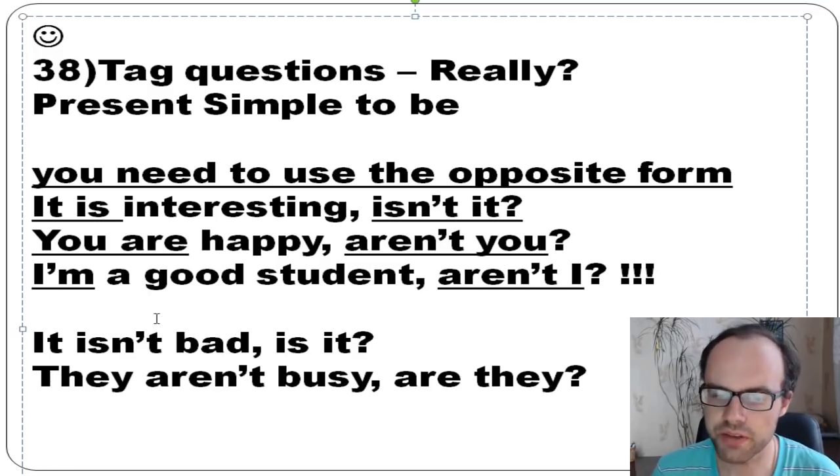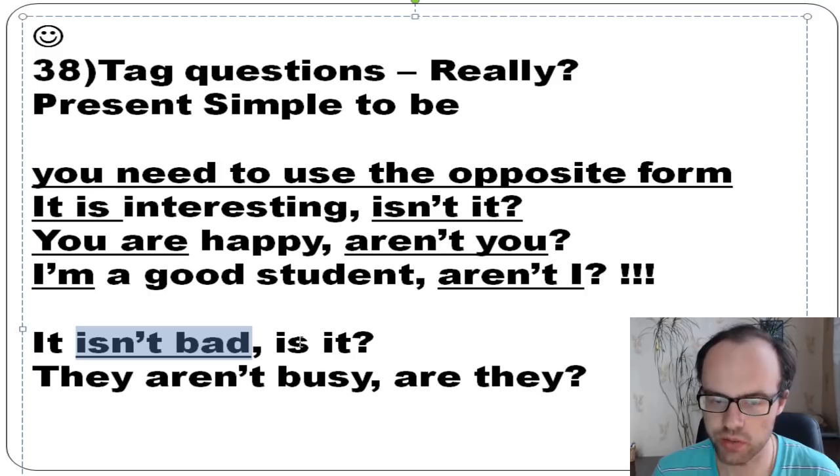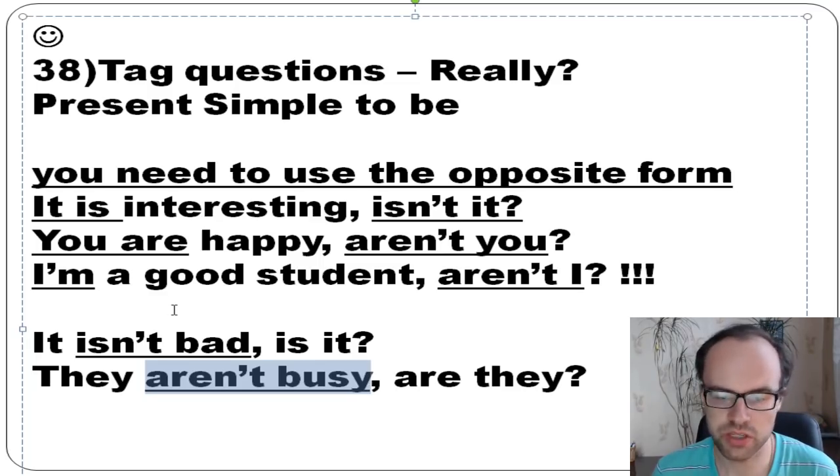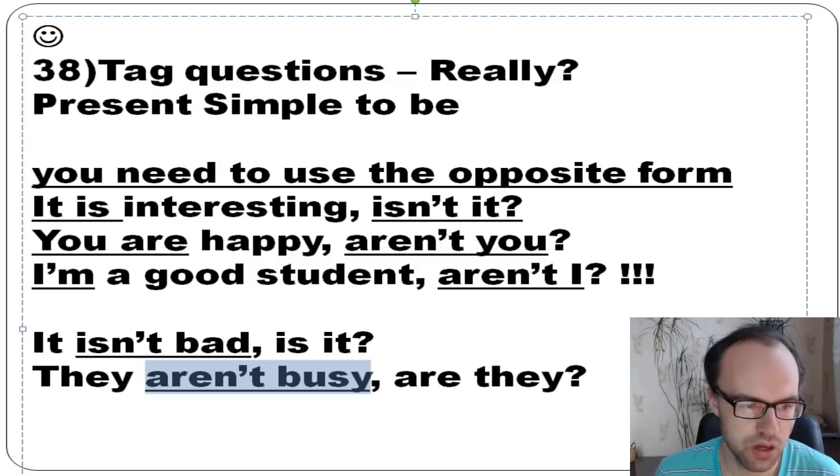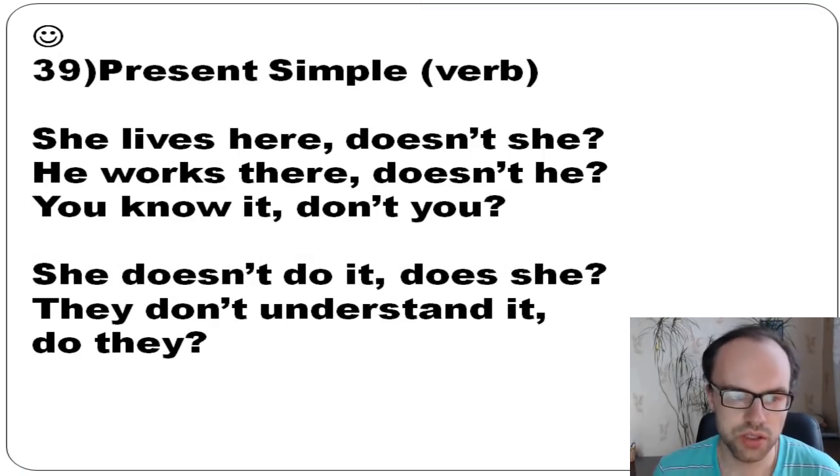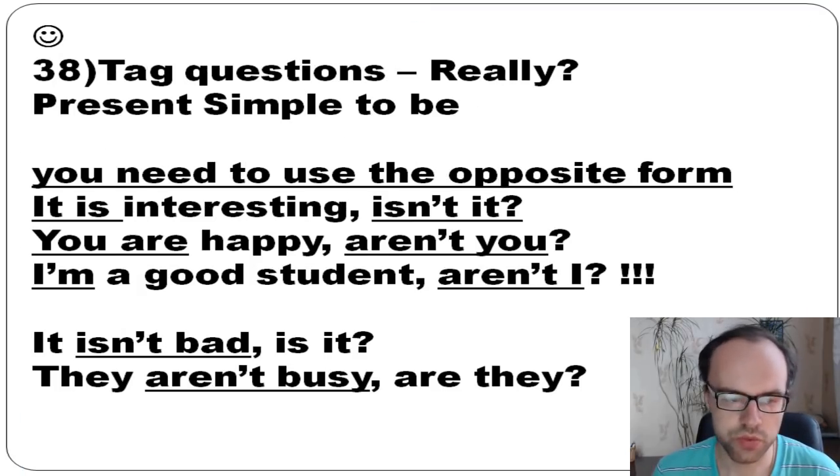Well, you can have a negative form. Look, it isn't bad. So if you have a negative form, you use a positive form in tag questions. It isn't bad, is it? They aren't busy. So you have a negative form, and if you want to ask, they aren't busy? Really? So you need a positive form. Are they? It means really. Good. Well, so we talked about the verb to be.